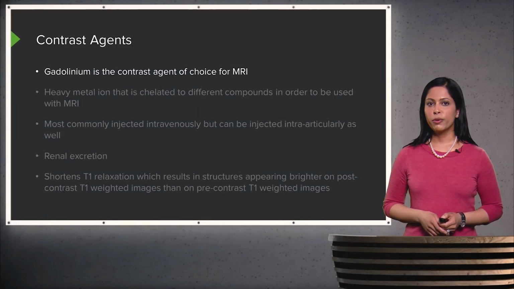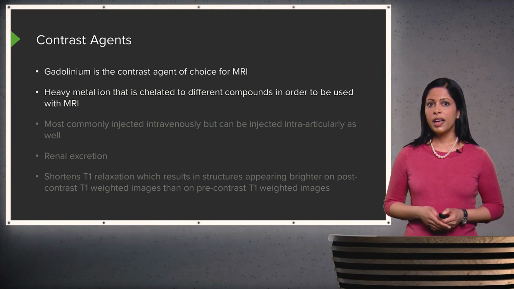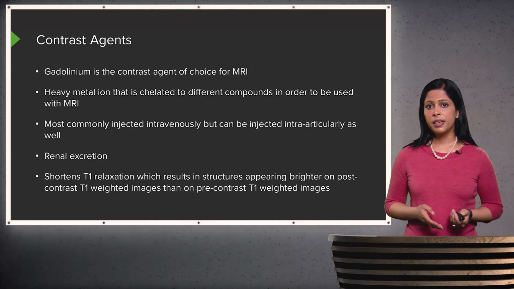So MRI can be performed with or without contrast. The contrast agent of choice for an MRI is gadolinium. It's a heavy metal ion that's chelated to different compounds in order to be used with MRI. And most commonly, it's injected intravenously, but it can also be injected intra-articularly. It's renally excreted, and what it does is it shortens the T1 relaxation time, which results in structures appearing brighter on post-contrast T1 images than on the pre-contrast T1 images.